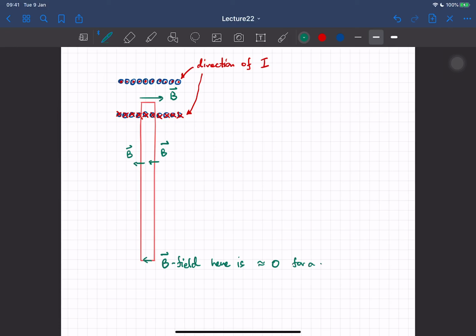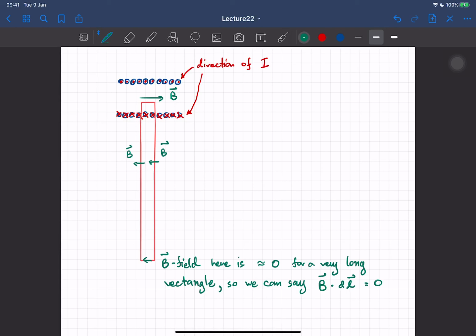So for a very long rectangle, that means B dot dl here, I'll write it here, so we can say that B dot dl for this section here is equal to zero. It's because the magnetic field is very weak when you go very far away from the solenoid. And there's nothing preventing us from doing that, so we are fine.